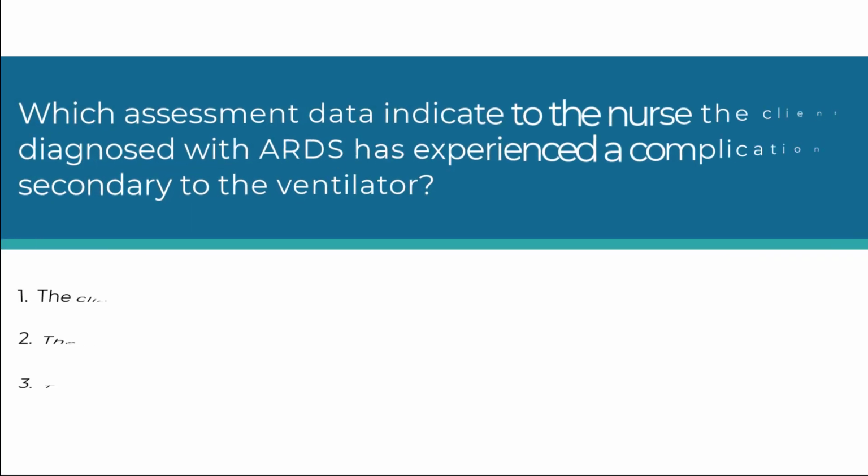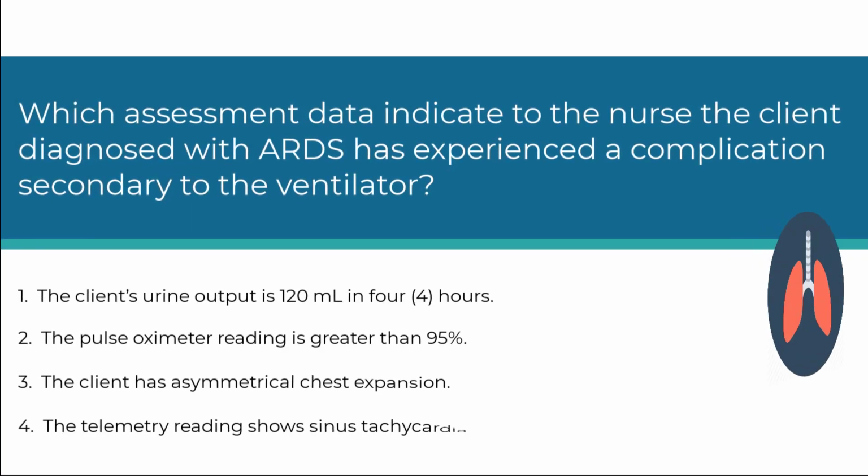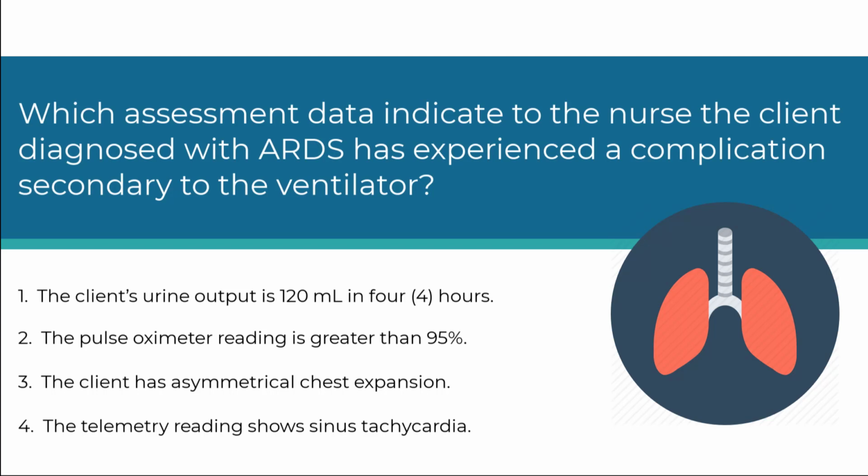Next question. Which assessment indicates to the nurse the client diagnosed with ARDS is experiencing a complication secondary to the ventilator? Number 1, the client's urine output is 120 milliliters in 4 hours. Number 2, the pulse oximeter reading is greater than 95.